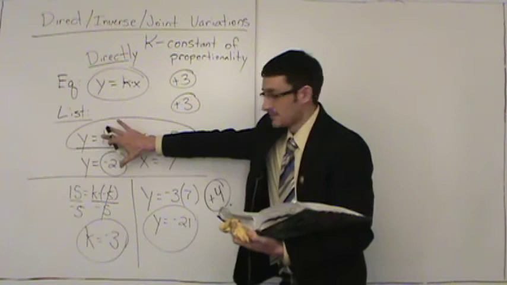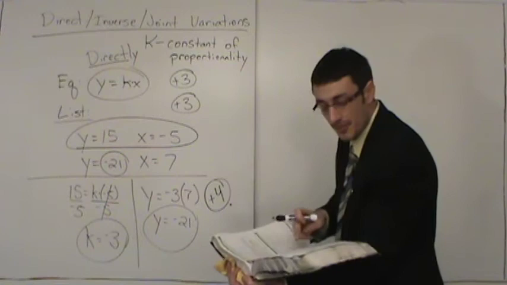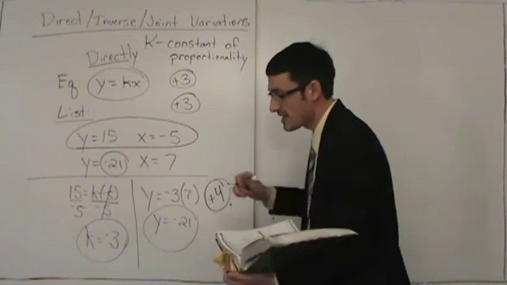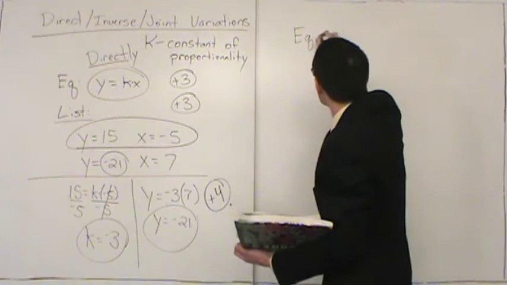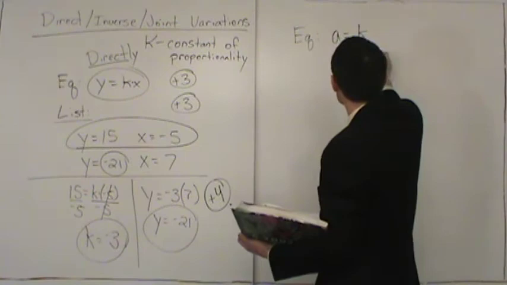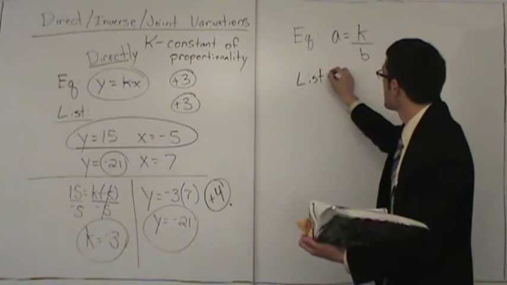Page 588, example 3 on the bottom says, if A varies inversely as B. A varies inversely as B. What does inverse mean? Inverse means put B on the bottom. So we need an equation. The equation says A equals K over B, since A varies inversely as B. Put B on the bottom. And we need a list. Reminding you, you get 3 points for your equation, 3 points for your list, and 4 points for solving.